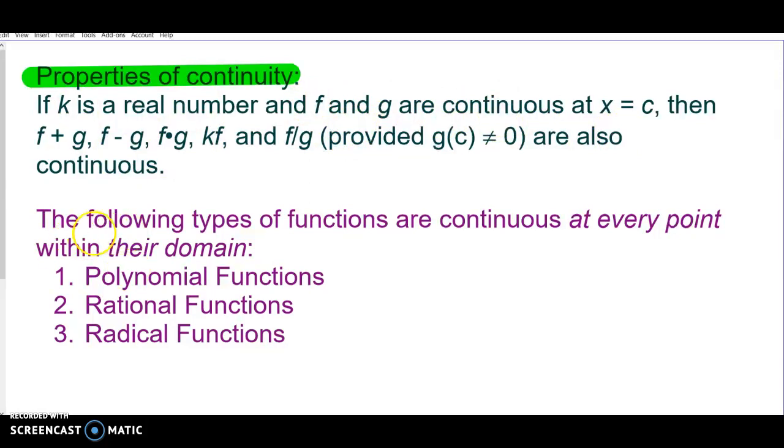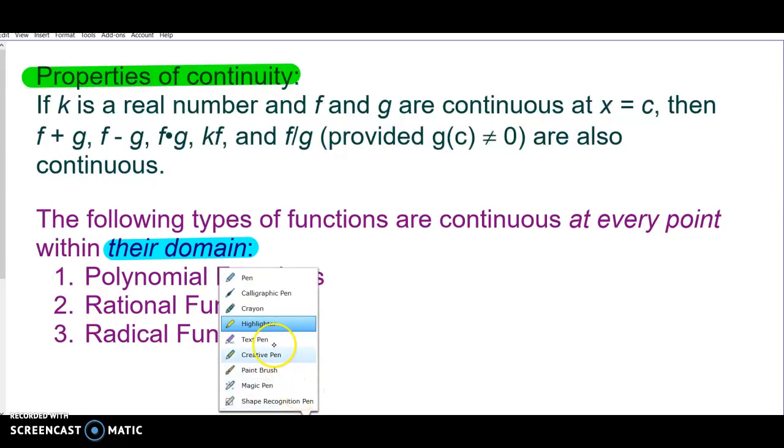And then last but not least here, it says the following types of functions are continuous at every point within their domain. So for example, we know all polynomial functions are continuous everywhere. All rational functions are continuous everywhere in their domain. And all radical functions are continuous everywhere in their domain. The key thing here is the "in their domain" part.